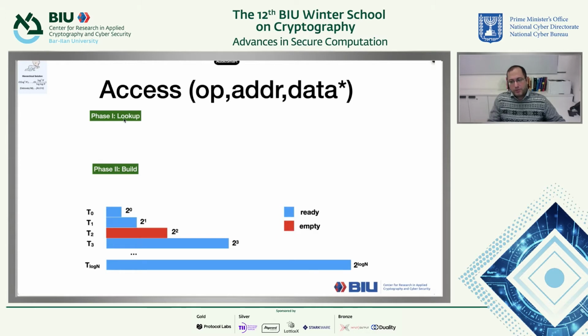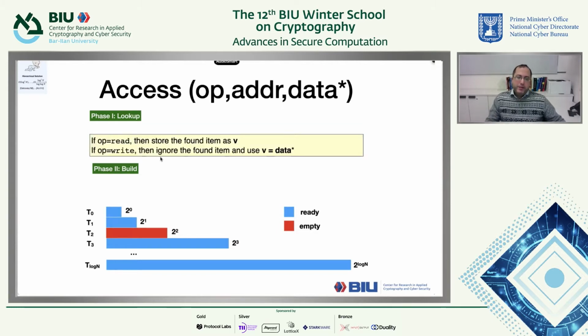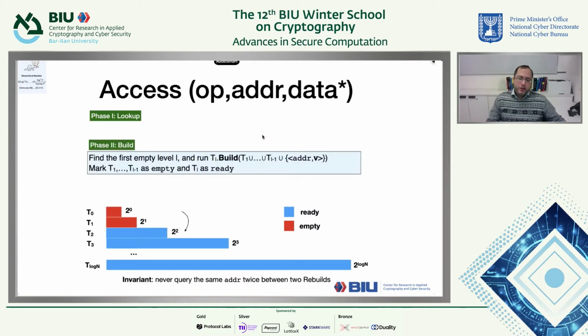And access to the ORAM looks as follows. Each access has read or write, address, and if it's write, we also have some associated data where we want to update the ORAM. So lookup is going to be as follows. We're going to look up the address in each one of the tables. If the item is found in some table, we're going to pretend to look up in the remaining tables. Okay, so this is why we need lookup of dummies. Then after we found the element, if the operation is read, we're just going to retrieve that element. If it's write, we're going to ignore the found element and use the data that we have to write. Okay? After we did those, we have to rebuild.